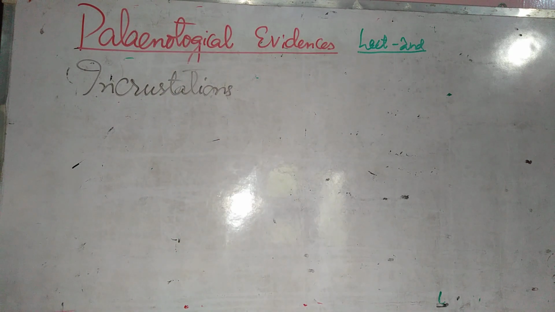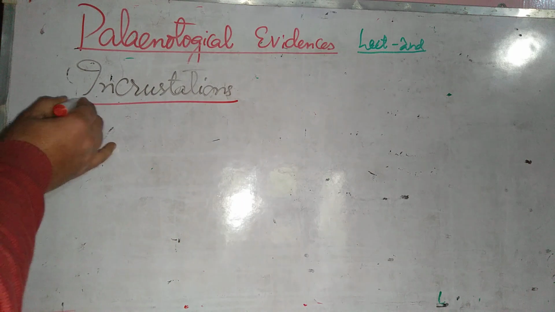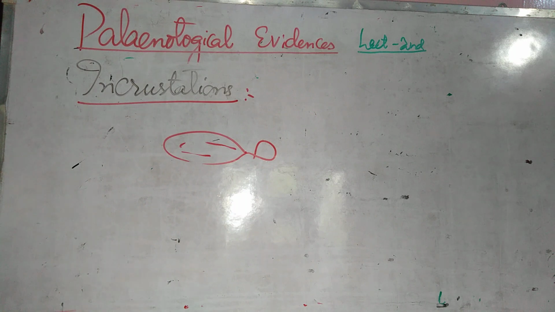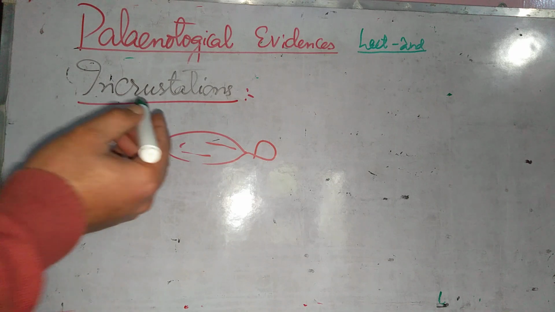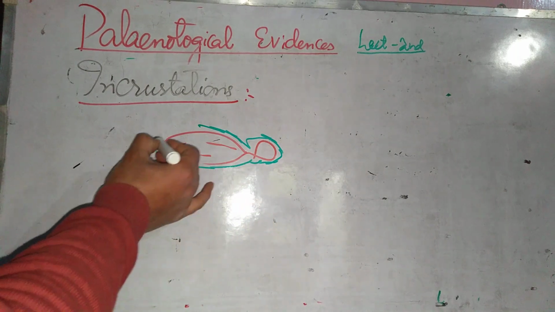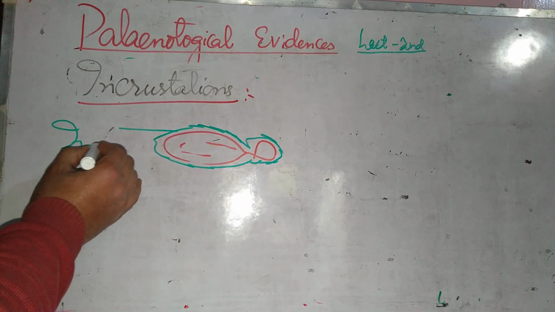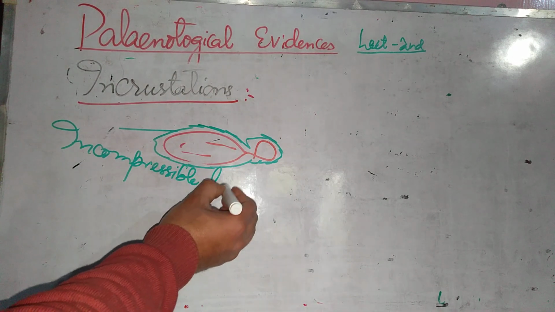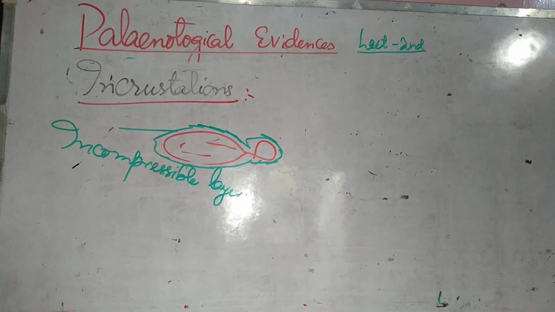These are deposits of incompressible matter or organic materials of organisms. Means to say, for example, this is an organism, not necessarily always an animal. It can be a plant or any other animal or any other organism. It means to say that some incompressible layer, this is an incompressible layer. Incompressible over here means very hard, rigid.